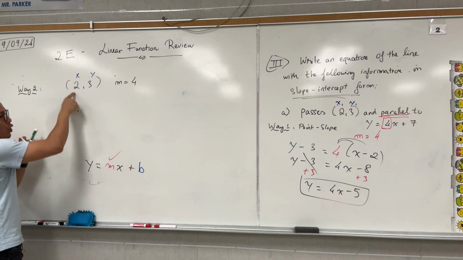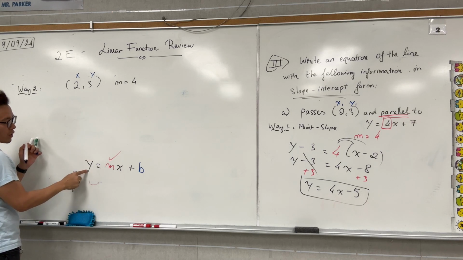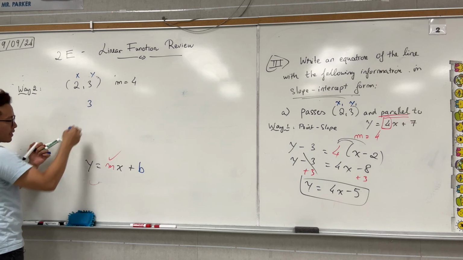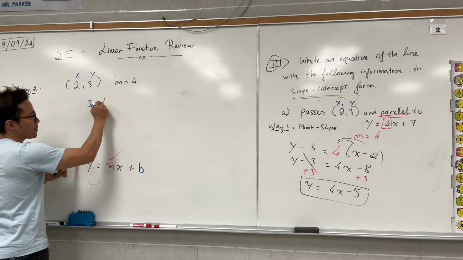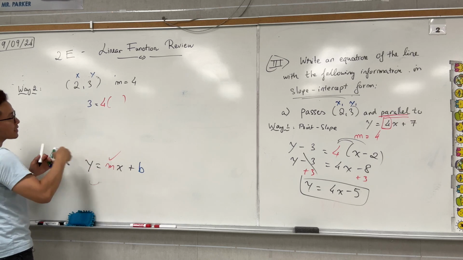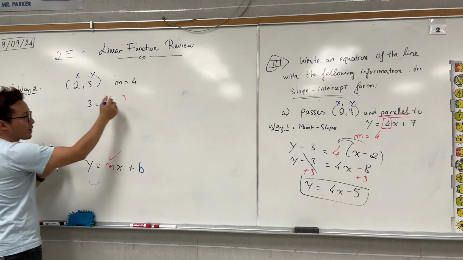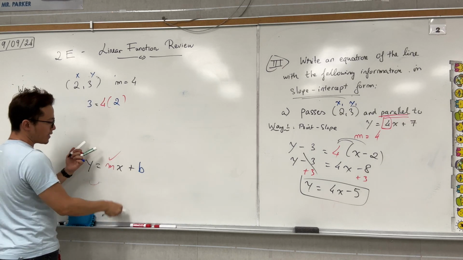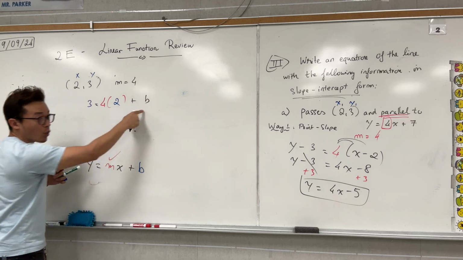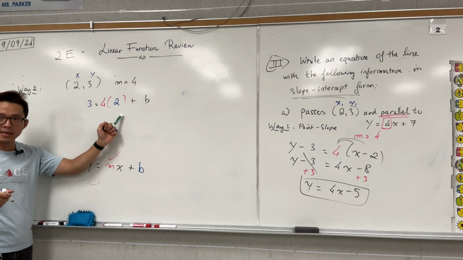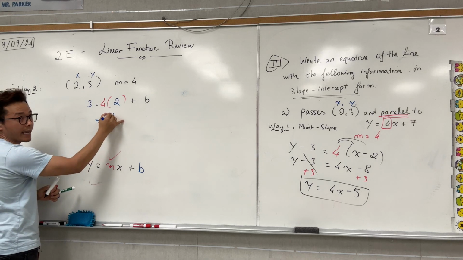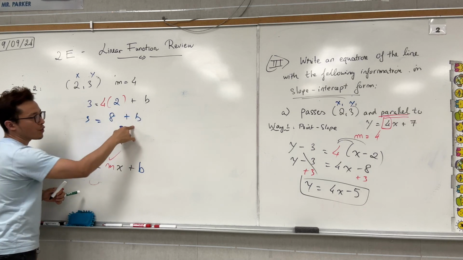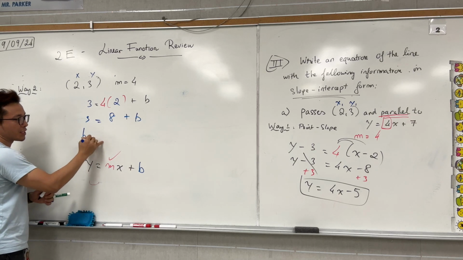Now let's try. 2 is the x, 3 is the y. So now I see y, I'm going to plug in 3. m is 4. I'm going to plug in everything. x is 2. Very good. And the b, just leave it there because that's what we want to find. Can you solve this to get b? Easy, middle school Algebra 1. 2 times 4 is 8. How do you find b? Subtract 3.